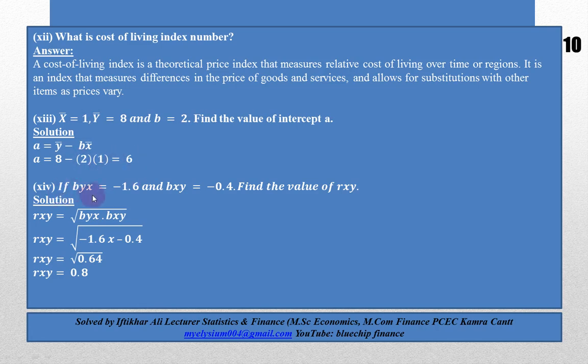If beta y on x equals minus 1.6 and beta x on y equals minus 0.4, find the value of correlation between x and y. In previous papers, we also discussed this, that correlation is equal to the geometric mean of the two regression coefficients, and here are the two regression coefficients. Simply multiply these two and take the under root and the answer will be 0.8, and this will be the negative relation. It will become minus 0.8 because there is a negative relation between the variables.